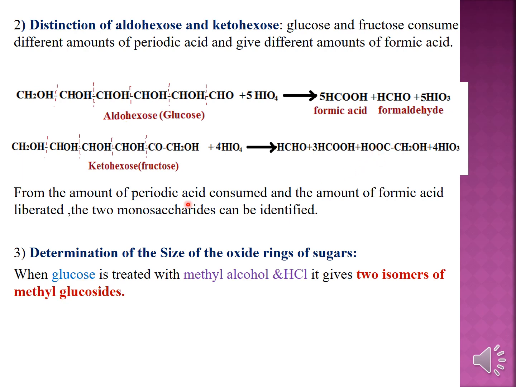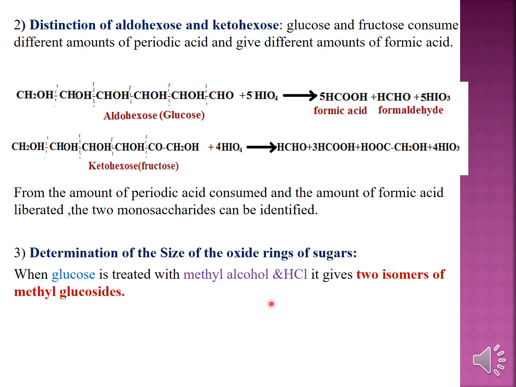So from the amount of periodic acid consumed and the amount of formic acid liberated, the 2 monosaccharides can be identified. By these amounts of formic acid and formaldehyde, you are distinguishing the reactions, that is, whether it is glucose or fructose, which of the aldohexose or ketohexose sugars is present there.